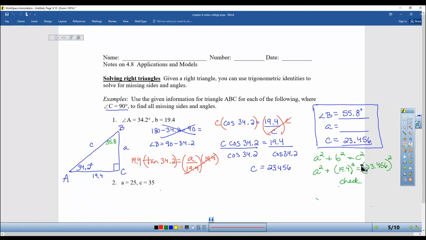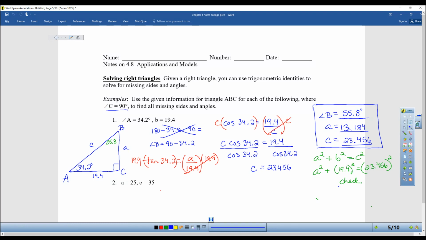And now, without any risk that I've used a wrong answer to get my next answer, I can figure out that A is 19.4 times tangent of 34.2. And just make sure that your calculator is in degrees when you're doing this. And so the value for A should come out to be 13.184. I was a little sloppy there. 13.184. Okay. And literally, my friends, that is it.